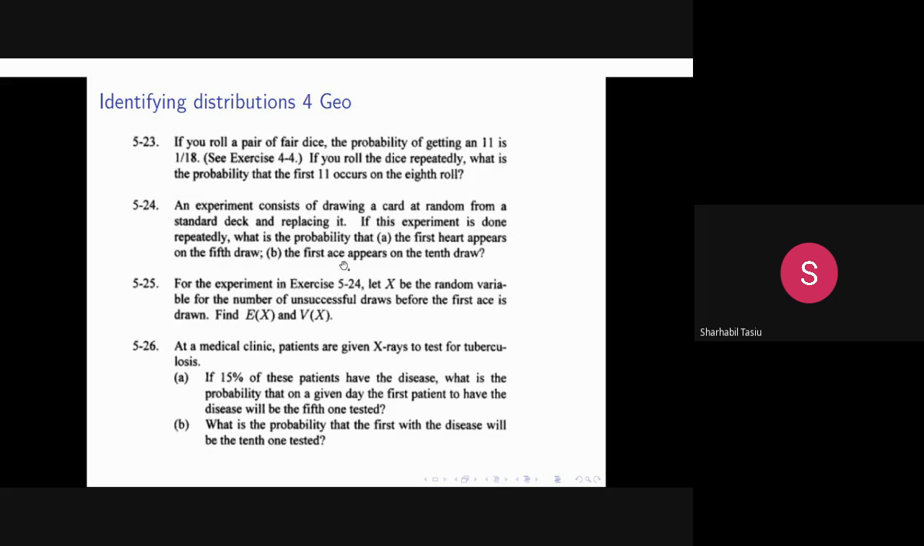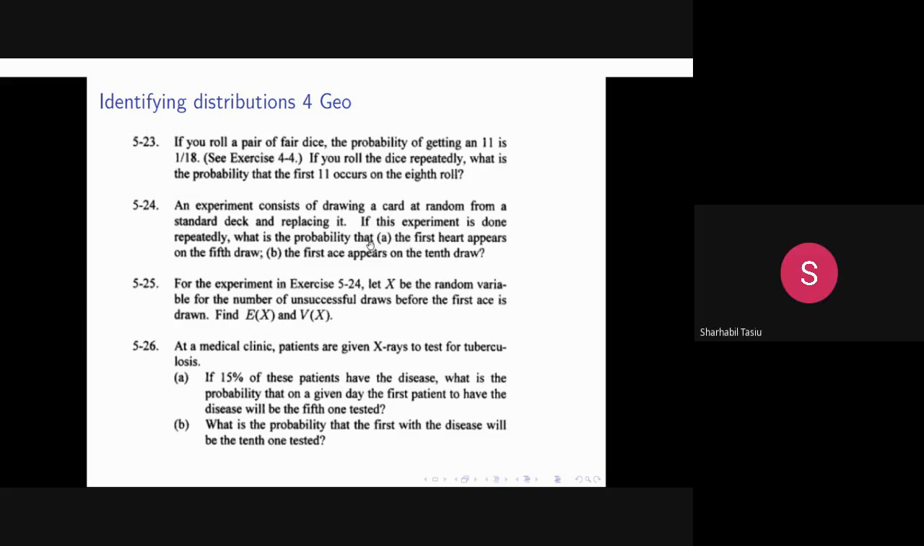So B, the first ace appears on the 10th draw. Now, this is a geometric distribution. Why? Because if you keep on drawing a card and returning it, we have 52 playing cards always, so the probability will be 1/52. If you keep on doing that, we're getting 1 over 52, 1 over 52. That's what I wanted to confirm.